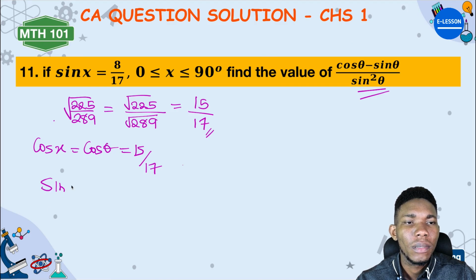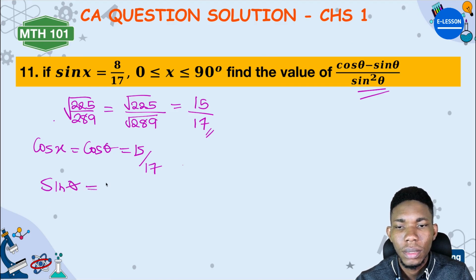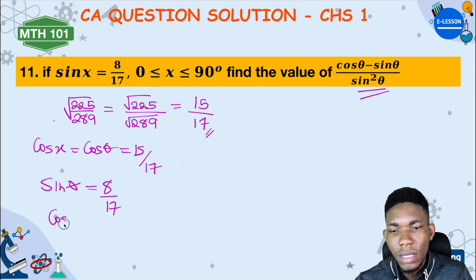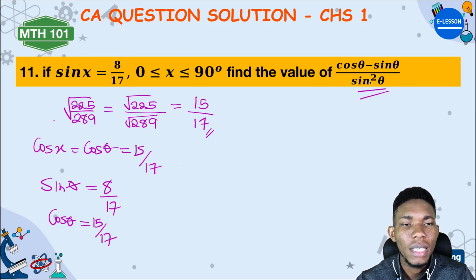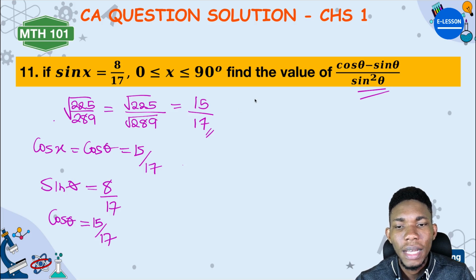All right. Now, sine theta, my dear student, is 8 over 17. Is that okay? Sine theta is 8 over 17. Now, cos theta is 15 over 17. Now we have this. They say we should find cos theta minus sine theta all over sine squared theta. So how do we find that?